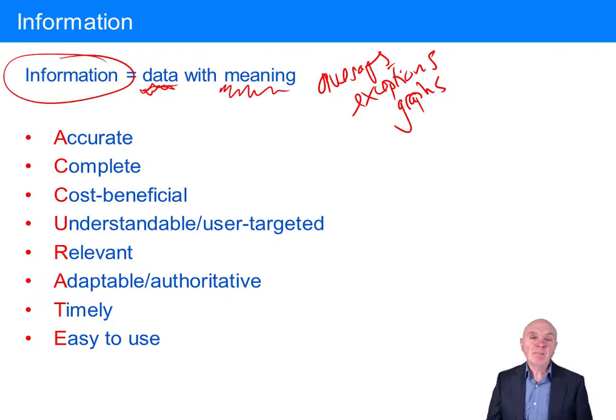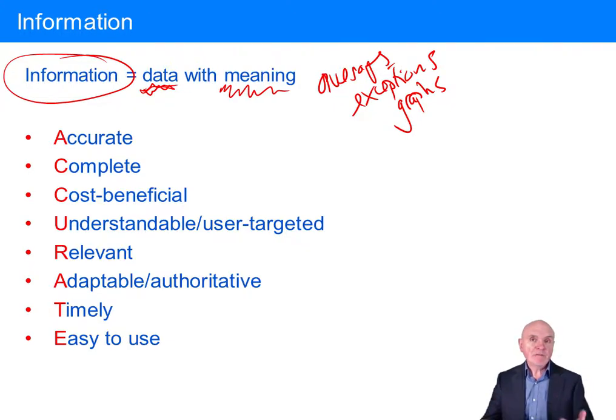It has to be understandable or user targeted. You want the information that you're going to be receiving to be made for you, so to speak, something you can deal with, something which is within your area of responsibility, and you want it properly labelled.